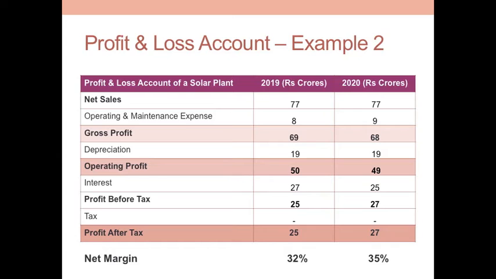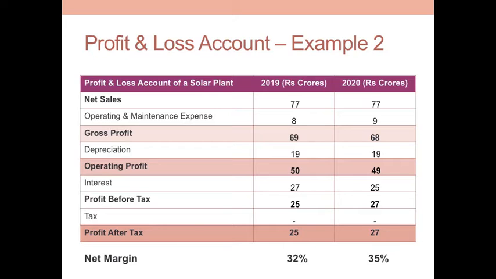Now let's look at the profit and loss account of a solar rooftop power plant. As you can see, its net margin is projected to be 32% in 2019 and 35% in 2020. This is considerably higher than the net margin of Horizon Limited, which we saw was around 5% in the previous example. So why is this? One of the reasons is this company is paying no taxes. Look at the tax line. They're paying zero taxes because of their special status of a trust.